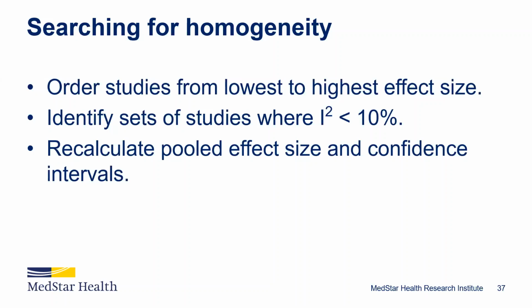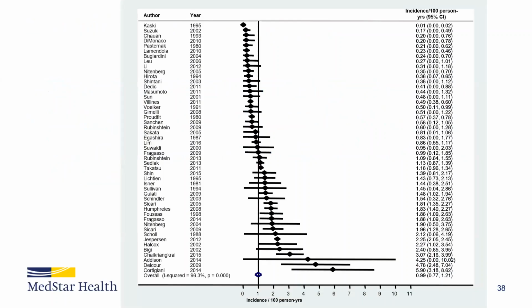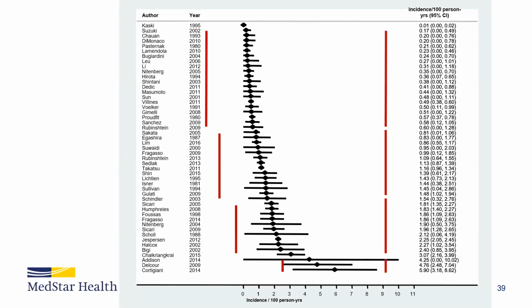I then ordered the studies from lowest to highest effect size, and so the forest plot would look something like this. By looking at how these studies grouped together, I came up with at least 3, maybe 4, different groups of studies where the difference between their estimates of the incidence was due just to random sampling variability.